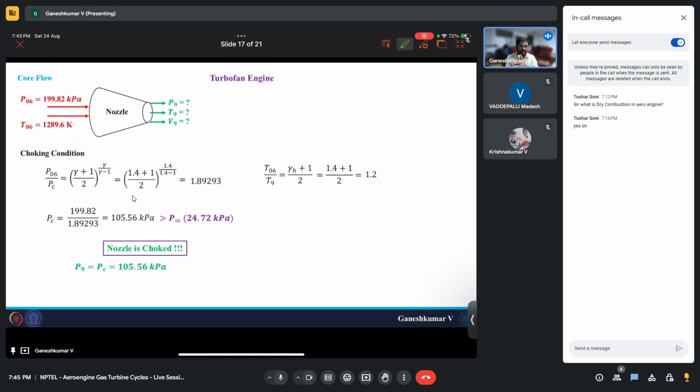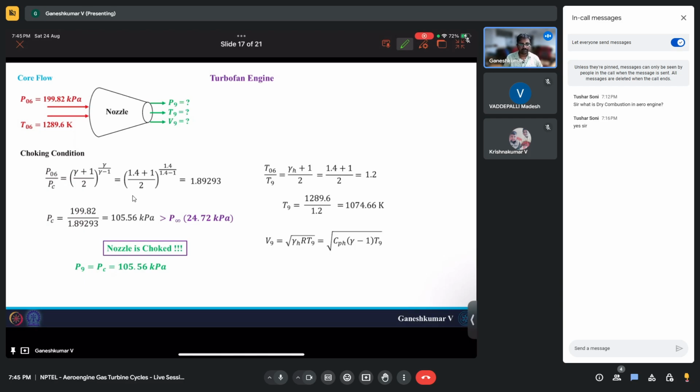And if you rearrange this, you will end up having gamma plus 1 by 2. So you can continue this and you can get the temperature, which will be around 1074.66 Kelvin. And once you know temperature, your exit velocity also you can know. Since your Mach number is 1, your exit velocity will be same as sonic speed.